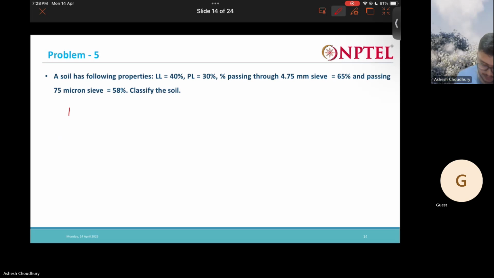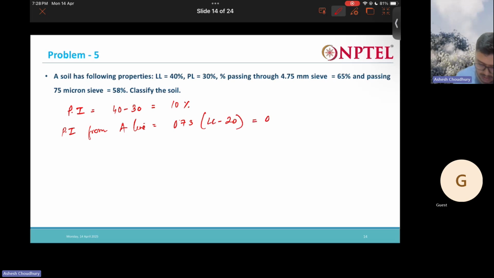So we have plasticity index as 40 minus 30, which is 10%. Now plasticity index from the A line is 0.73 times (liquid limit minus 20), which is 0.73 times (40 minus 20), that is 14.6%, which is greater than 10%.